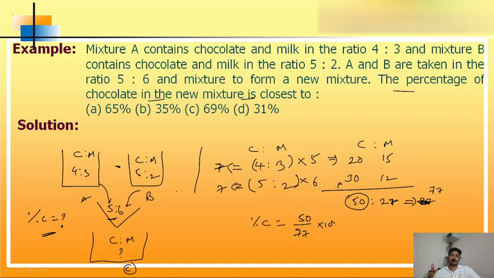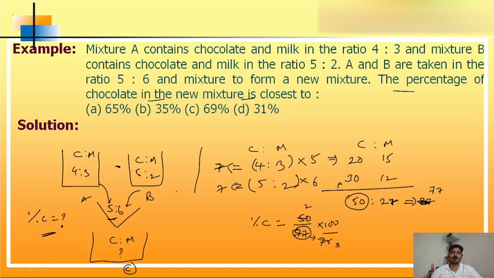We need to find it as a percentage of the mixture, which is 100 percent. So you'll get the ratio 50 divided by 77. Let us consider this 77 as 75 here, because I am approximately calculating the values here. So the 25 twos and 25 threes get cancelled.